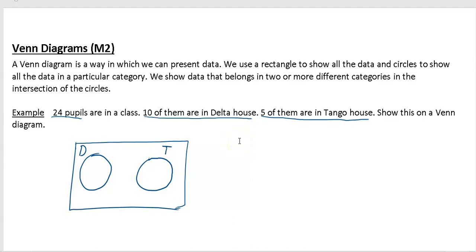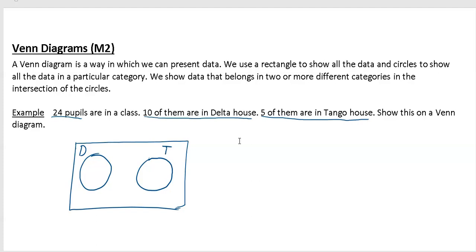Okay, our last page we're going to do here today is on Venn diagrams. A Venn diagram is a way in which we can present data. We use a rectangle to show all of the data and the circles to show all the data in a particular category. We show data that belongs to two or more different categories in intersections of a circle.